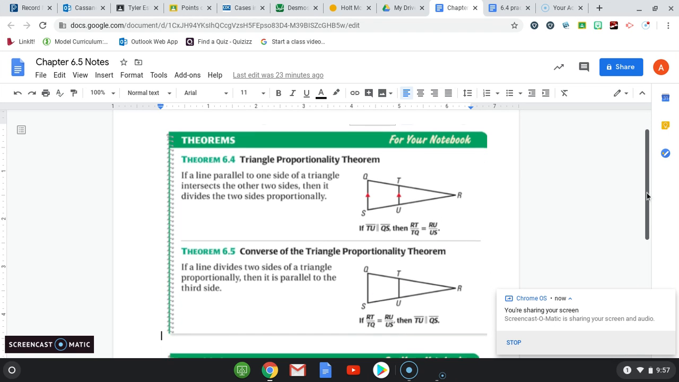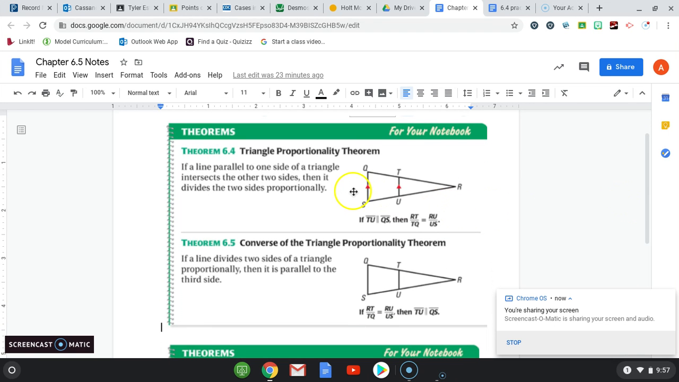So the first one is called the triangle proportionality theorem. And it says basically that if you have this setup here where you have a triangle and then there's a line parallel to one of the sides like so, you basically now have similar triangles. You've got triangle RTU and triangle RQS are similar.